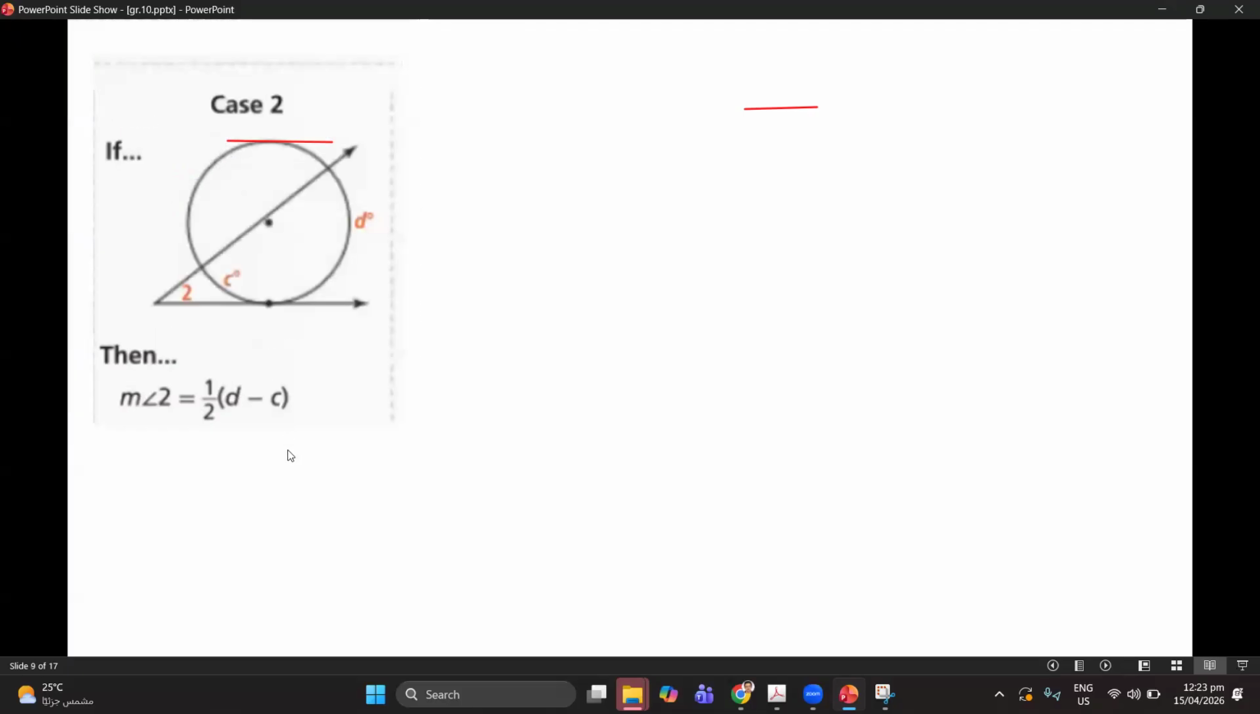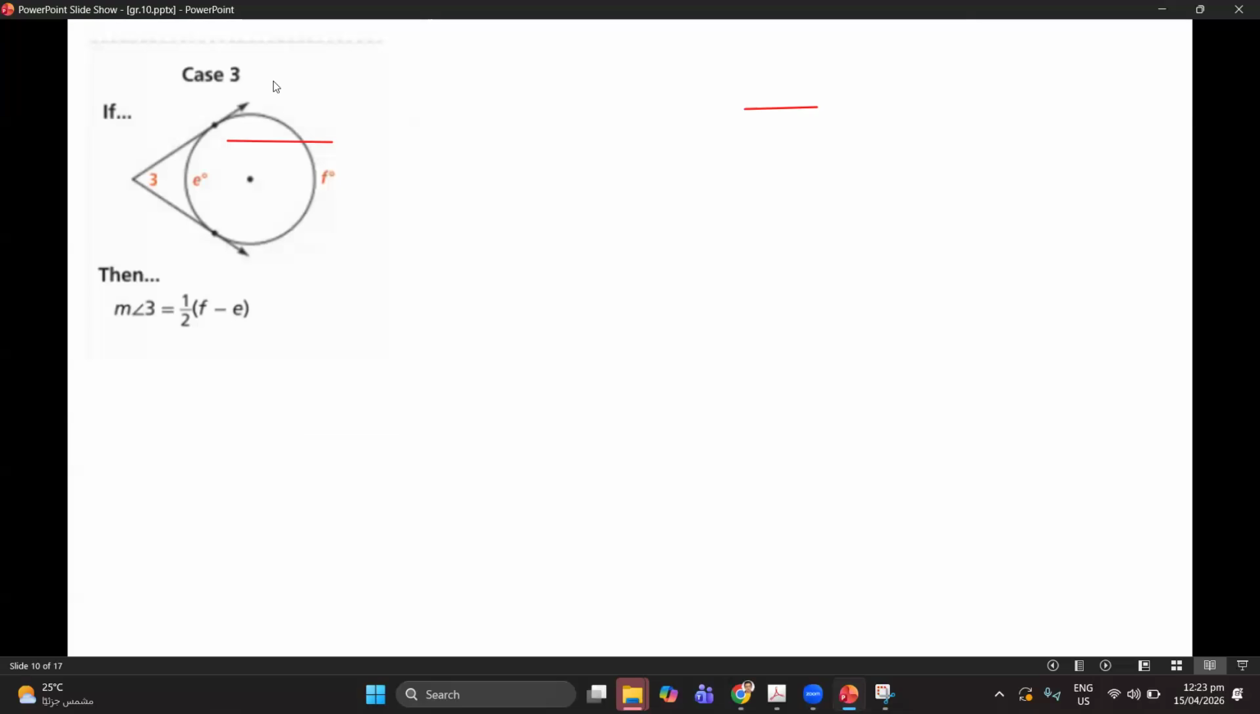The second case: the angle is formed by intersecting a tangent line with a secant, outside the circle, so it will be half D minus T. And the third case: if two tangents intersect outside the circle, that forms two arcs F and E, so the measure of angle 3 will be half F minus E.